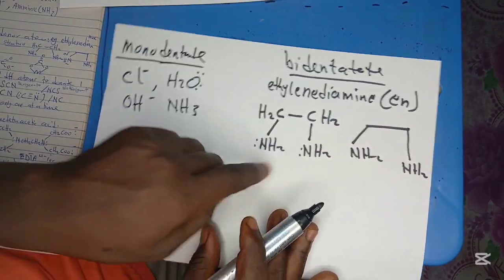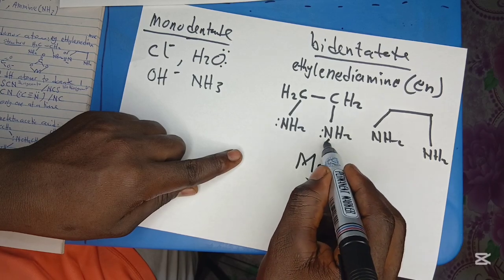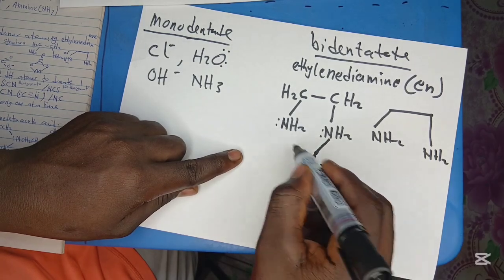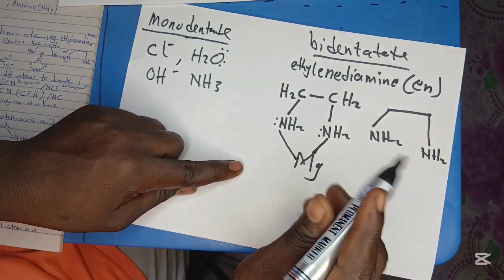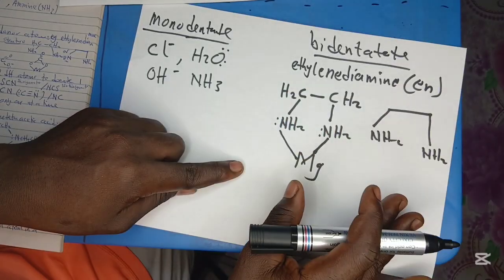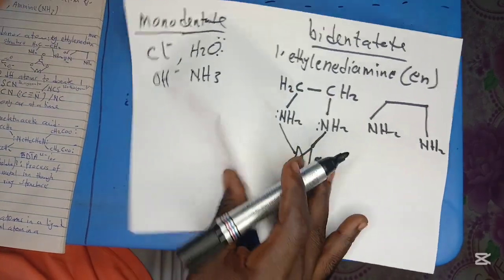So nitrogen can form a bond. If we have a metal here, for instance magnesium, this nitrogen can form a bond with the metal, magnesium. This nitrogen can also donate a lone pair of electrons to form a bond with magnesium. So that's why it is a bidentate ligand. So ethylenediamine is one of the bidentate ligands.